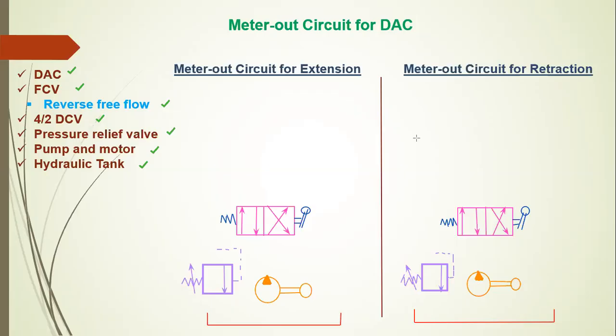This is the complete drawing of the 4 by 2 DCV. Then after, we require one FCV with reverse free flow, which we have to draw afterwards. First we have to complete the double acting cylinder. Here we draw the double acting cylinder on both sides.